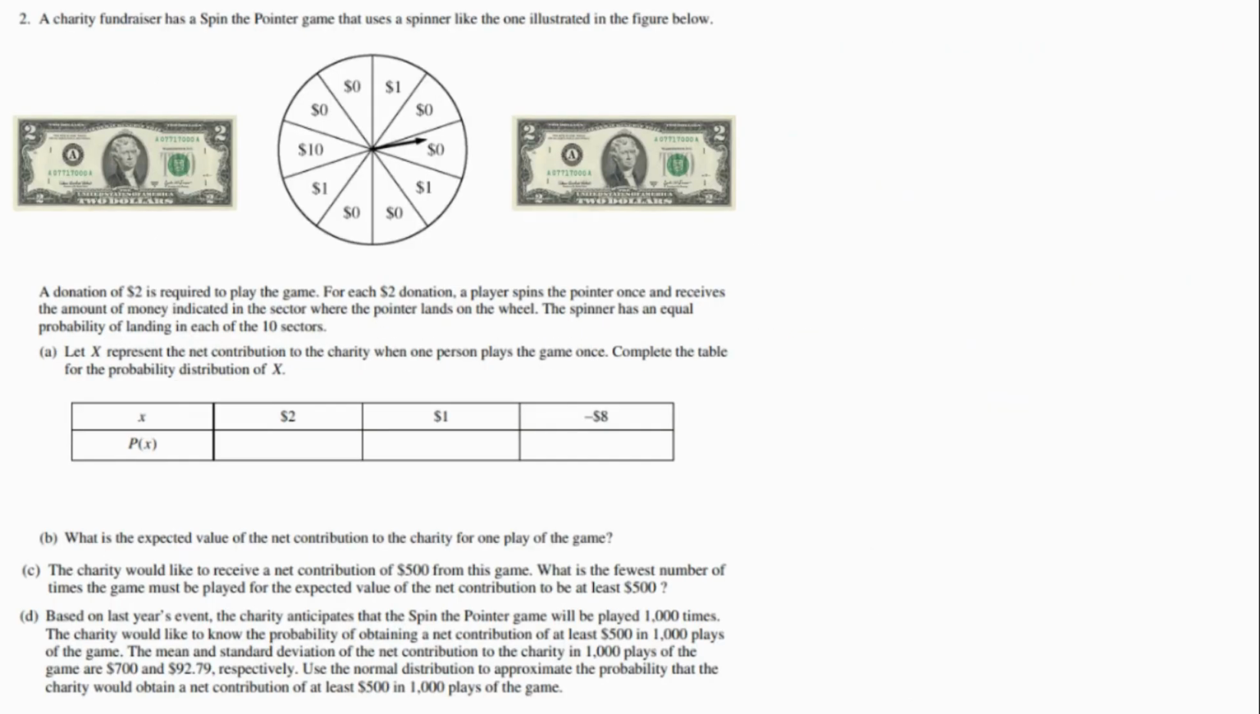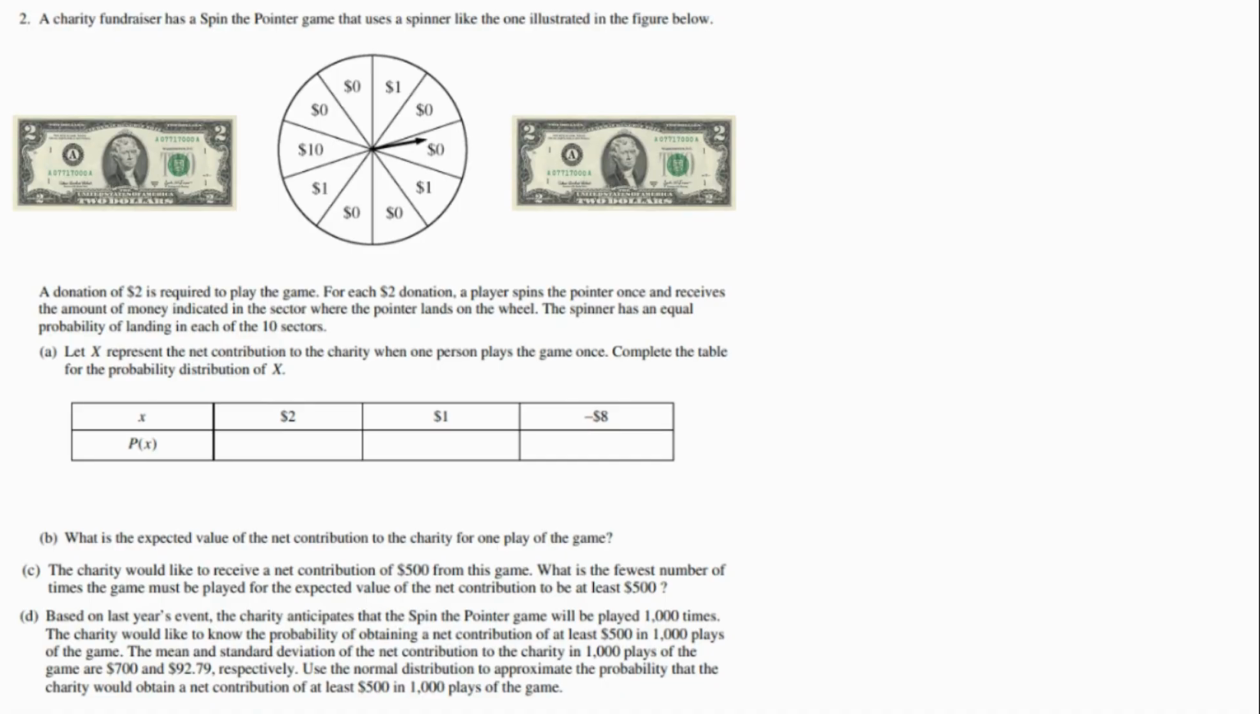All right, let's look at problem number 2. A charity fundraiser has a spin the pointer game that uses a spinner like the one illustrated in the figure below. A donation of $2 is required to play the game. For each $2 donation, a player spins the pointer once and receives the amount of money indicated on the sector where the pointer lands on the wheel. The spinner has equal probability of landing in each of the 10 sectors.